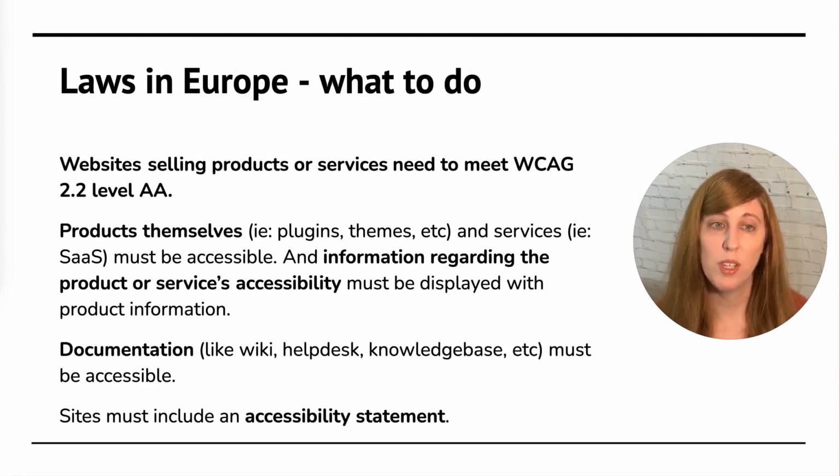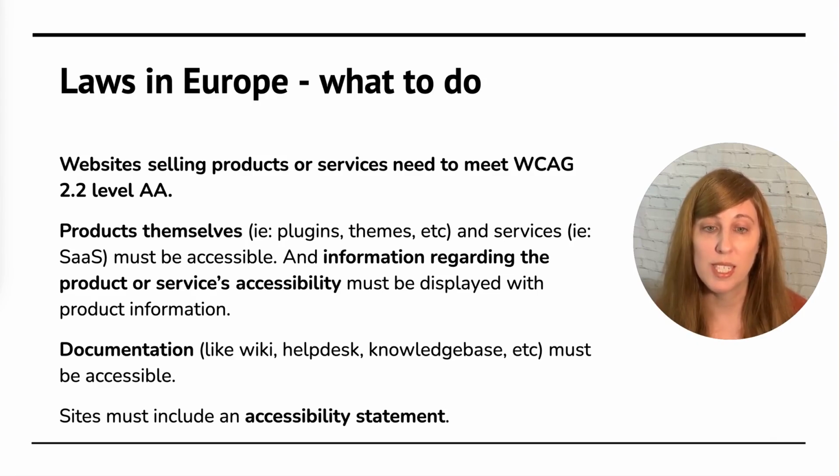What to do if you are selling products or services to the European market? You want to make sure that your website is conformant to WCAG 2.2 level AA. You also need to make sure that products and services such as plugins, themes, or SaaS products themselves are accessible. You are also required to include information regarding the product or service's accessibility alongside the rest of the product information.